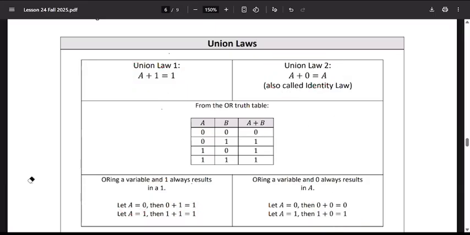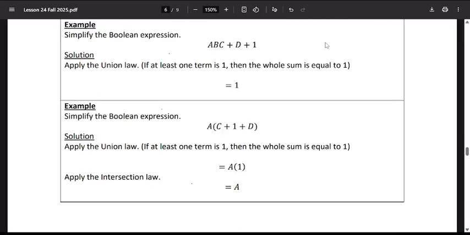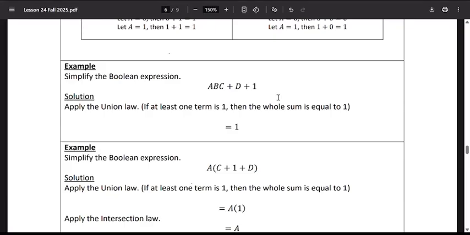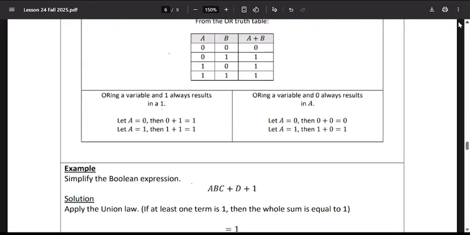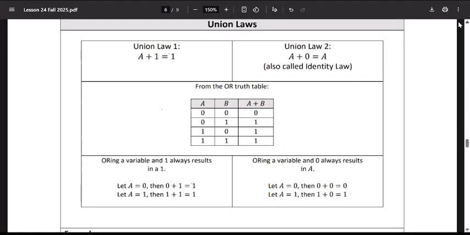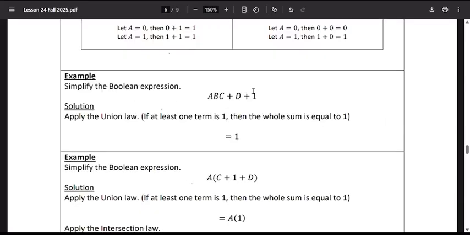So I'm moving. Right now I think it's easy peasy. Like I said, I provided more examples. So I have ABC plus D plus 1. If you're going to apply the union law, when I had 1 added to A it gives me 1. Here, I'm actually adding, A, B, C plus D plus 1. I said if at least one term is 1, then the whole sum is going to be equal to 1. That's exactly what I mean.